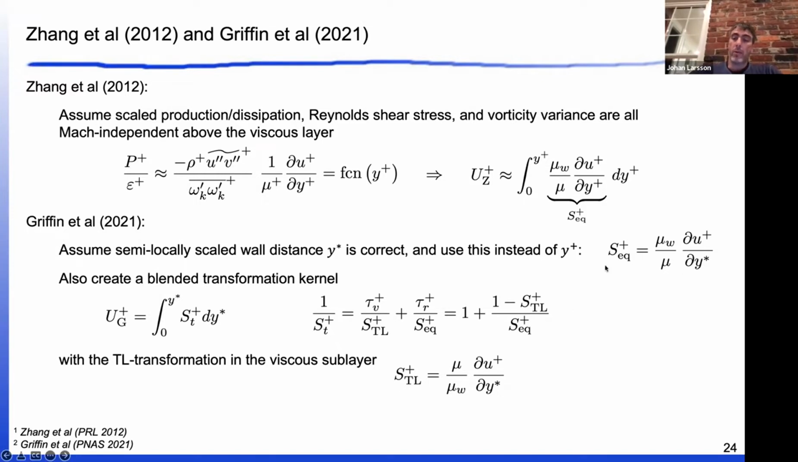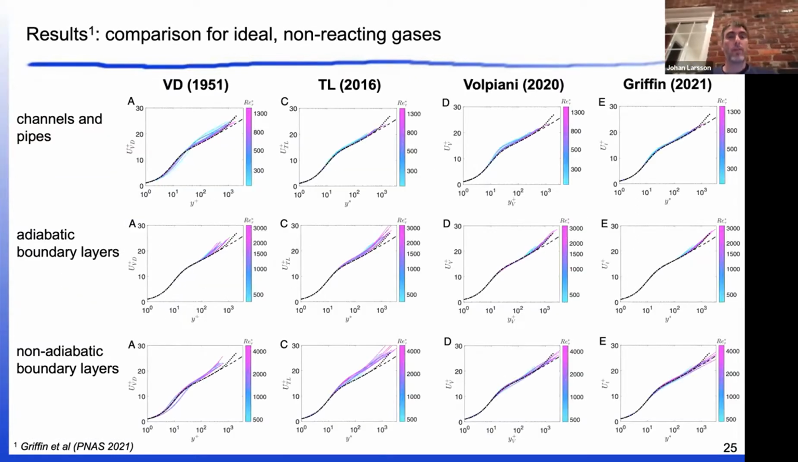And so then they derived their own version of this, where they also have an integral-based transformation. So let's look at results here. All these results are from the last paper I mentioned, by the Griffin group. The way to look at this is that the black curves are the incompressible results, incompressible DNS or log law, or whatever you want. And the colored curves are all from compressible cases that have been transformed. So we're looking for collapse to the incompressible value.